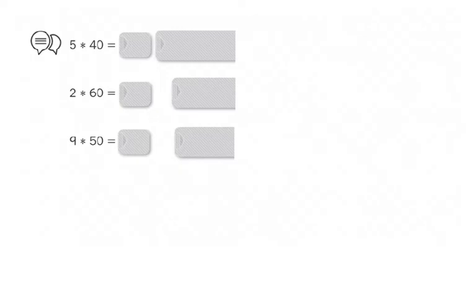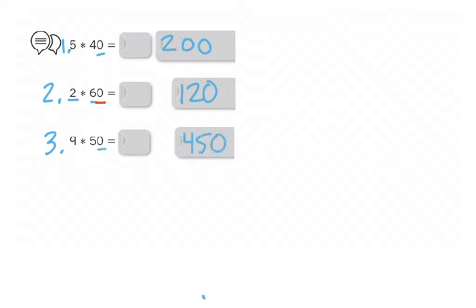Answers only for number one, number two, and number three. Go ahead and pause the video as needed. So number one, 5 times 4 is 20, and then we add 1 zero. 2 times 6 is 12, and then count the 0, 1 zero. And 9 times 5 is 45, and add your 0 on the end.